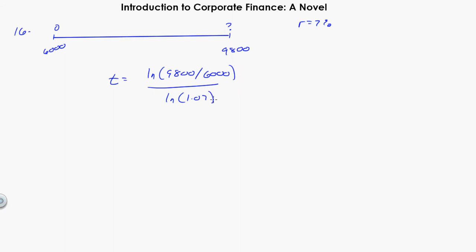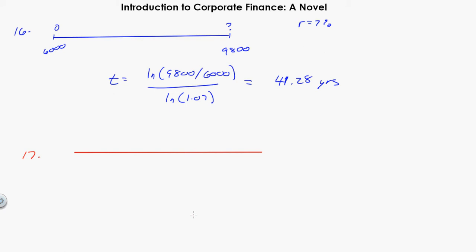Alright, suppose you deposit $6,000 in an account today. So there's $6,000, and it's going to earn 7%. So the interest rate is 7%, and I don't know this year. That's what I'm looking for. And it's going to be worth $9,800. So same drill. Time is equal to the natural log of 9,800, the future value, divided by 6,000, the present value, over the natural log of 1.07, and that is equal to 41.28 years.